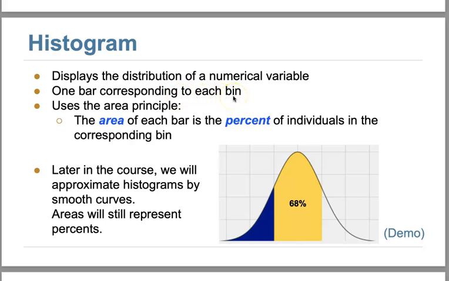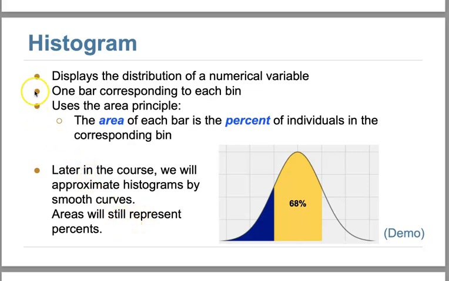So earlier we said, if you want to use a bar chart for a numerical variable, you need to group your numerical data. So you need to use the area principle. The area of each bar is the percent for that individual group in the corresponding bin. Okay, so this one actually is not really the bar style. Later in this course, we will approximate the histogram by a smooth curve. Area still represents the percentage.